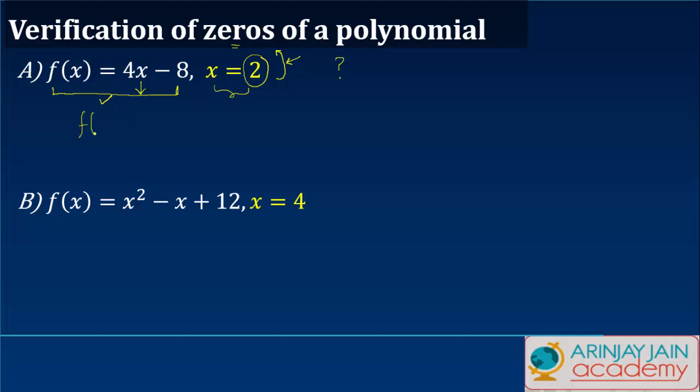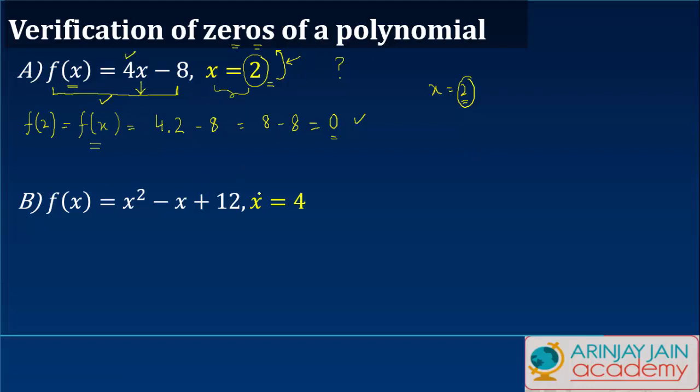So in this case, let's say f(x) = 4 multiplied by x, with x = 2, minus 8. What is the value of f(x), or the polynomial? 4 times 2 gives me 8, minus 8 is equal to 0. So for this value of x, the value of the polynomial f(x), also written as f(2) in this case, is 0. And therefore we say that at x = 2, 2 is a zero of this given polynomial.